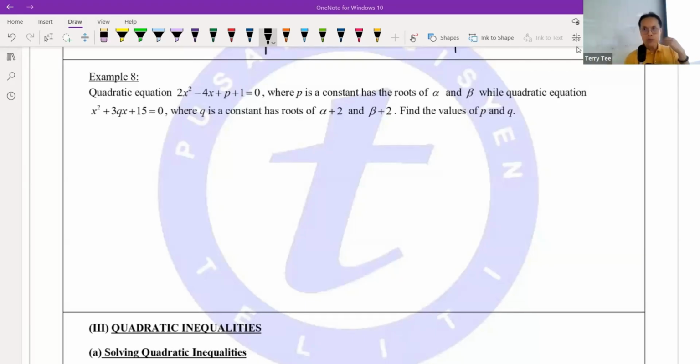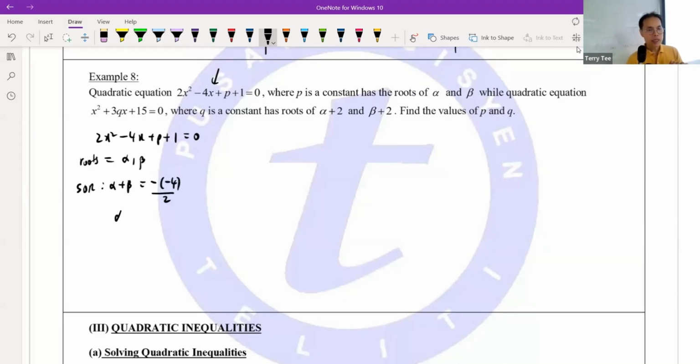What if you have two equations? So we got to form two separate SOR POR. Now, for the first equation here, 2x squared minus 4x plus p plus 1, you have roots of alpha and beta. Okay? So what is your SOR? Alpha plus beta is minus b over a. What's your b? Negative 4, right? What's your a? A is 2. Alpha plus beta is 2. Okay, let's work on our POR. So alpha times beta is C over A. Now I can't do anything with this, so I'm going to keep this as alpha beta.